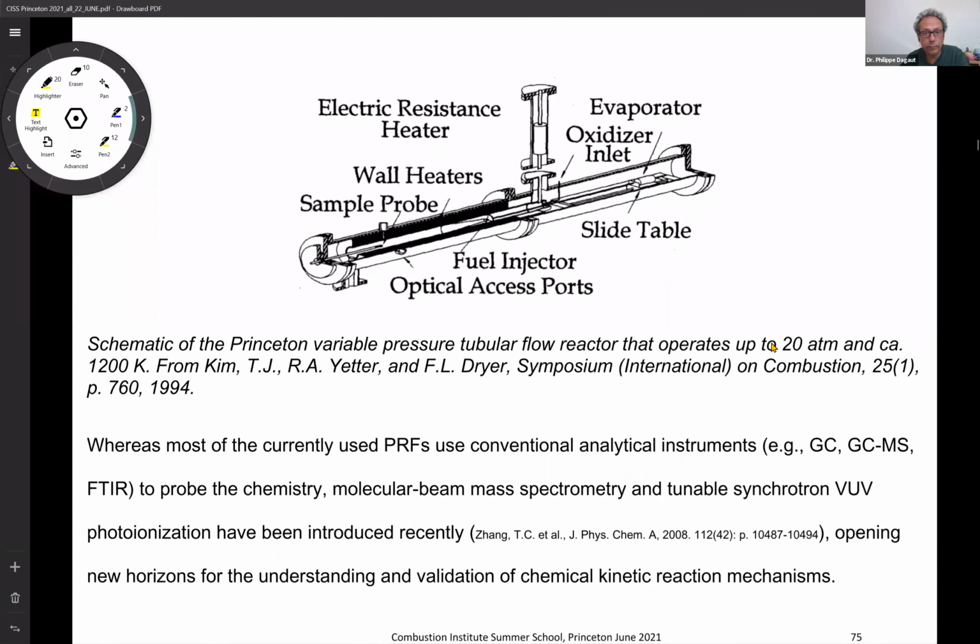And this is one of the turbulent flow reactor that was used in Princeton. So this one was horizontal. They had also one vertical, and they were also probing the reacting mixture and sending them to different analyzer, including GC and FTIR.